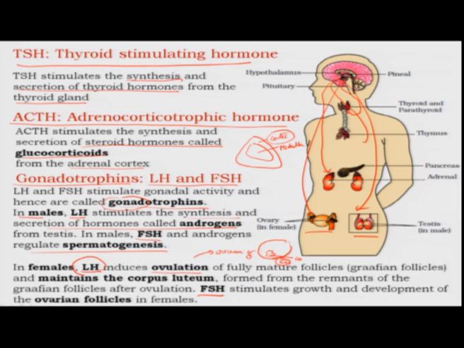Now, FSH, on the other hand, works before this process. It works to stimulate the production and maturation of the follicles in the ovary, which lead to the release of the egg. So, together LH and FSH function in the maintenance of the reproductive functions of the ovary and the testes in the females and the males respectively.